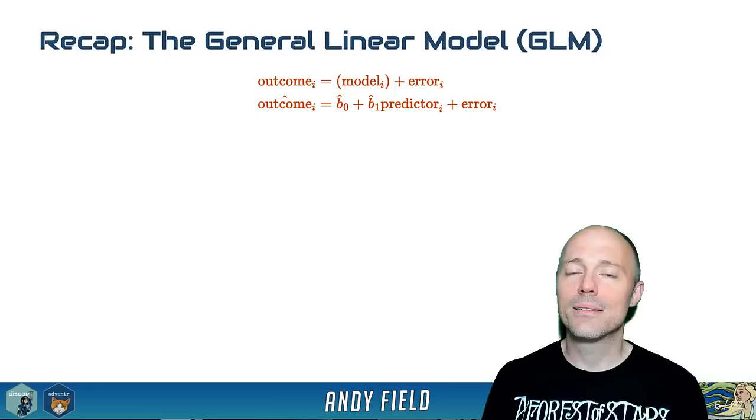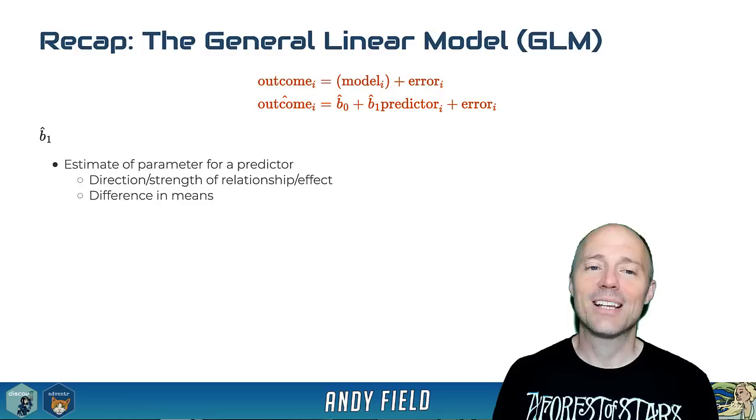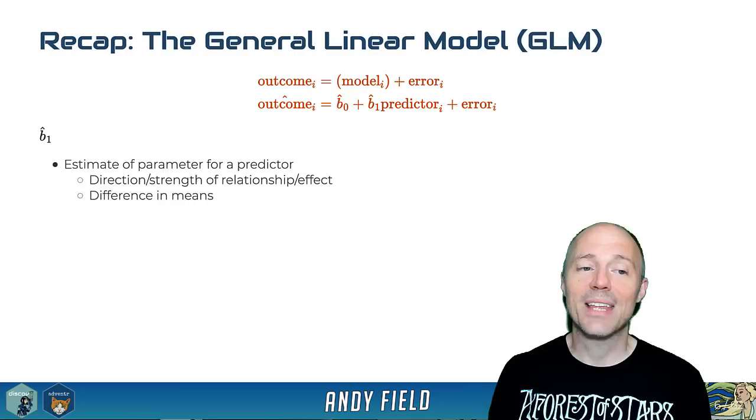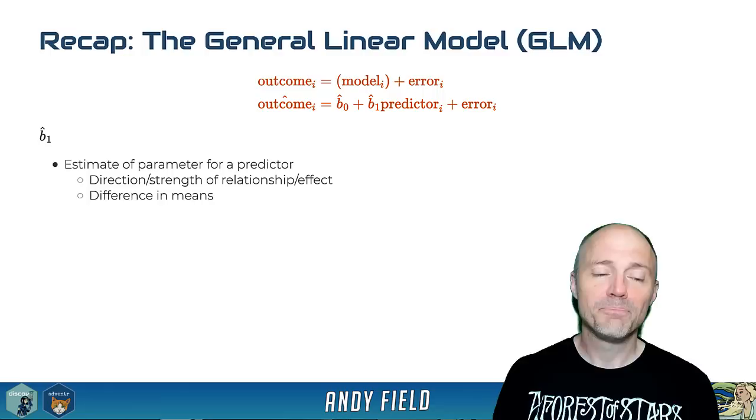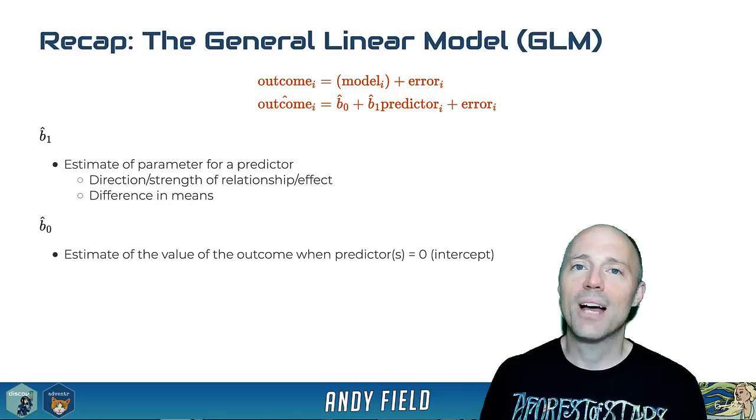So the parameters tell us, in the case of a parameter or a bee that's attached to a predictor, something about the relationship between that predictor and the outcome. So it basically tells us about the effect of that predictor. And in terms of beta zero, there's more often than not a constant or intercept in this model, which tells us the value of the outcome when all our predictors are zero.